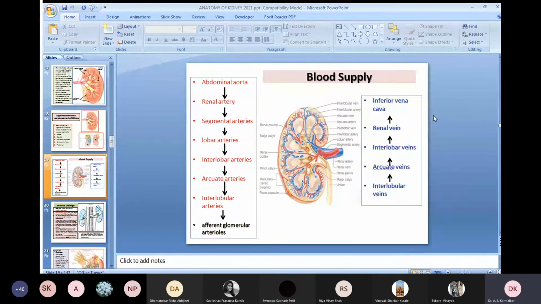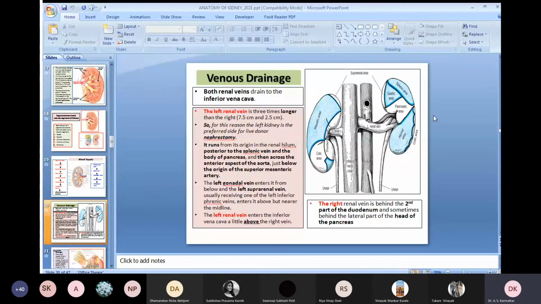Now we'll go into one clinical importance. We'll see the left renal vein is 3 times longer, about 7.5 centimeter, as compared to the right vein, which is 2.5 centimeter. Because of this reason, the left kidney is preferred for donation, that is for the live donor nephrectomy. So that is the reason we have seen it.